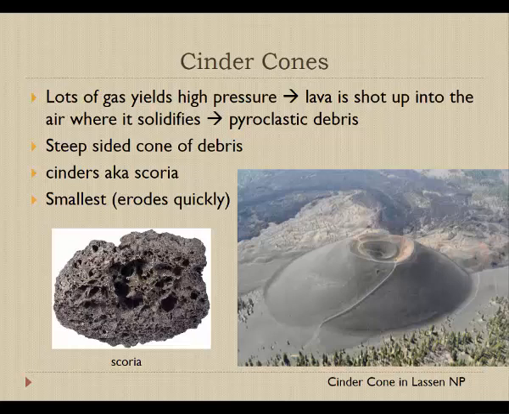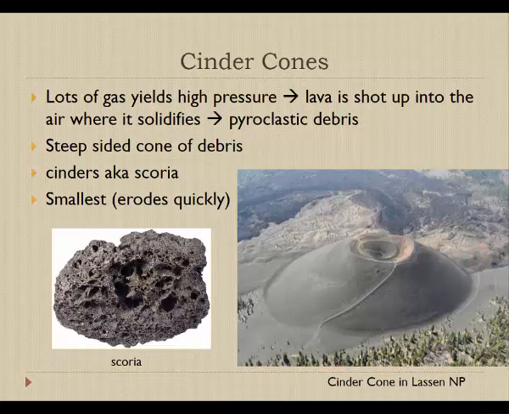So pyro meaning fire, clastic meaning these little pieces of rock are these kinds of small rock fragments, a little bit of glass, a little bit of ash, that's all tossed up into the air associated with this gas pressure. And as this material falls back down to the ground, it creates these very even, very steep-sided cones. Scoria is the name for some of the kinds of debris that is associated with these cinder cones. And you can see that scoria has lots of little air bubbles in it that illustrate how much gas was associated with this material as it reached the surface.